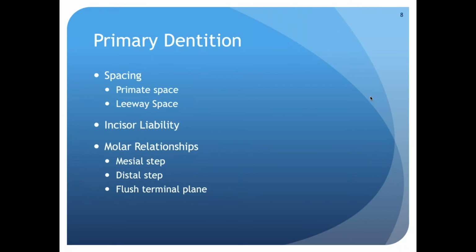A couple of things we'll talk about in primary dentition. First of all, spacing, both our primate space and our leeway space, a little bit about incisor liability, and then we'll get into molar relationships.